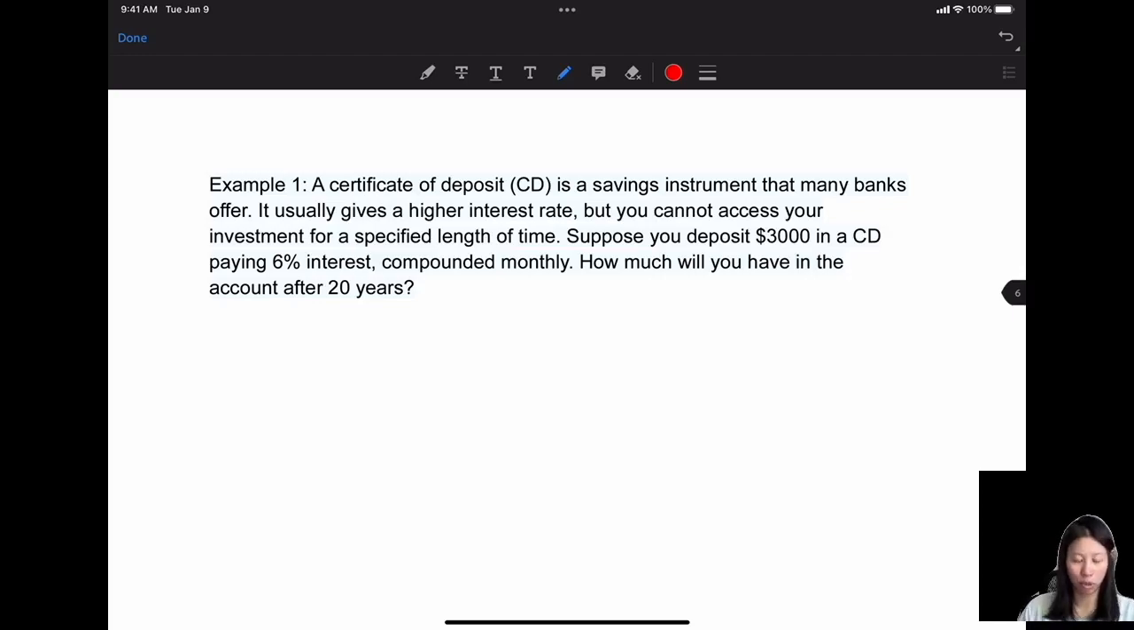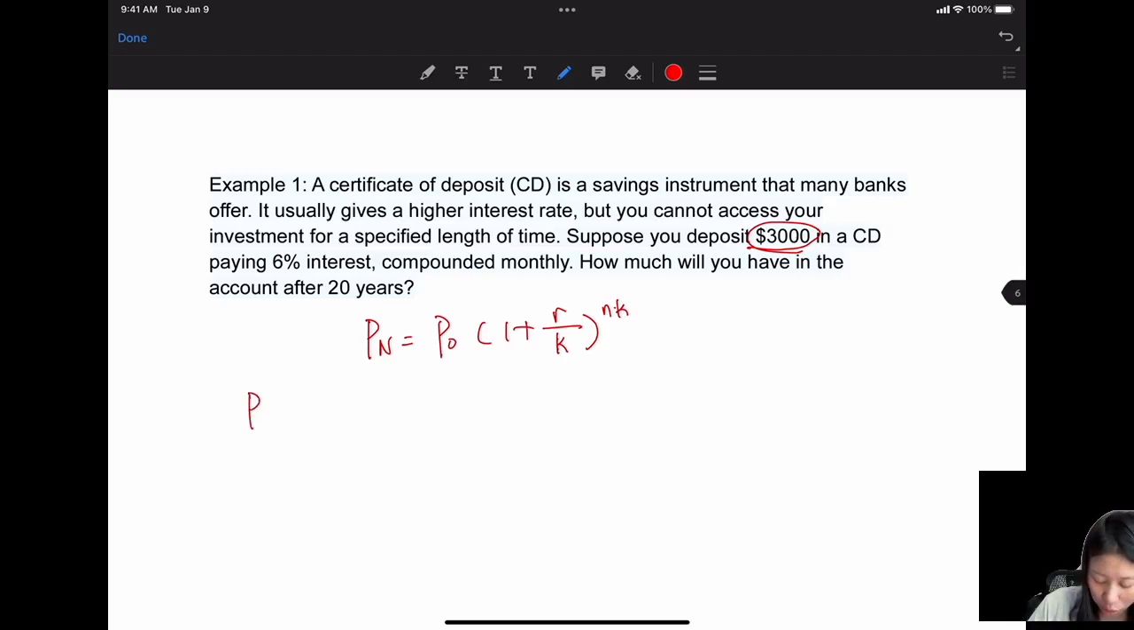So let's write down the formula. We have P sub n equals P sub 0 times (1 plus r over k) to the power of n times k. Now let's identify which one is which. You deposit 3,000. That means the principal, P sub 0, equals 3,000.